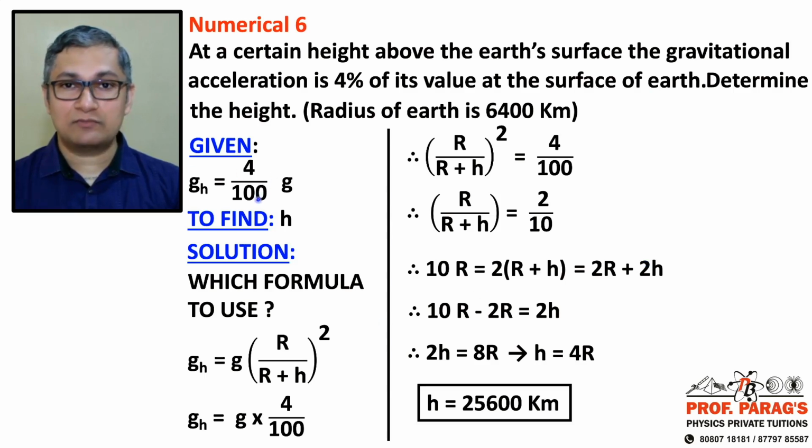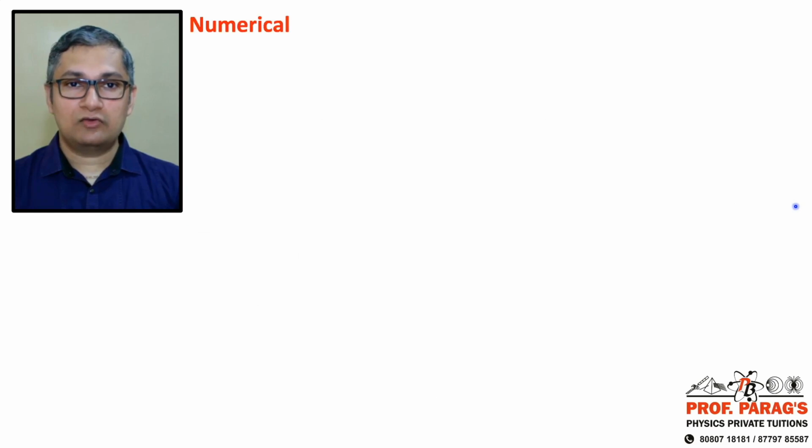The previous sum, it was some 2,650, 2,500 kilometers. This is like 25,000 kilometers, okay? So it's quite a big distance because the value of g is quite small compared to the surface of Earth, okay? So moving on to the next one, the seventh one for today.